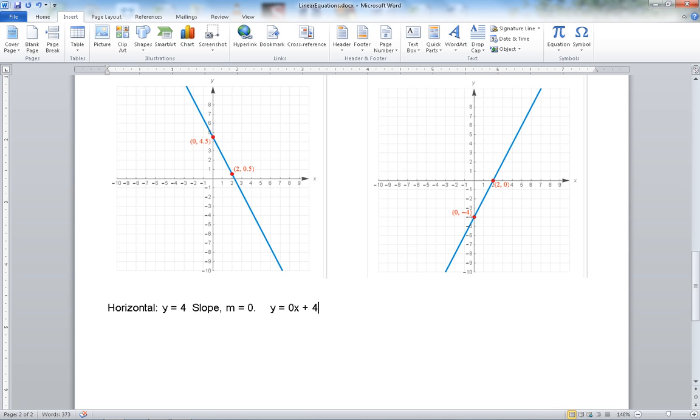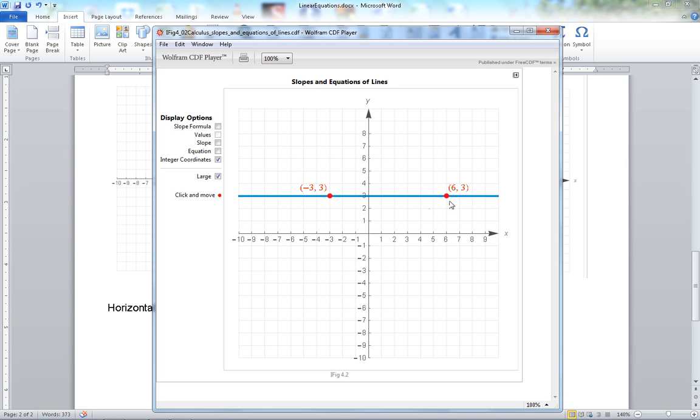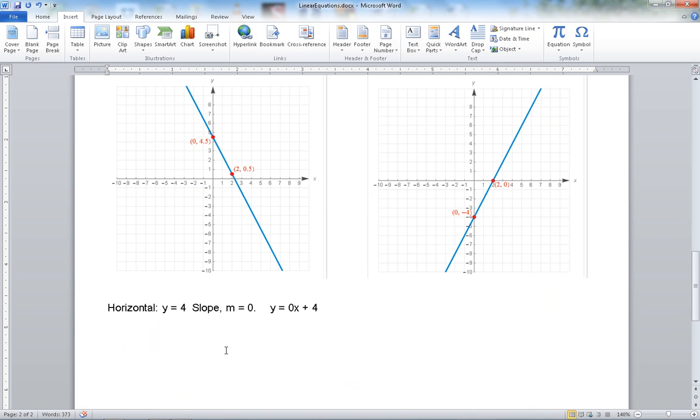And that would be what graph? Let's go back and make these 4. So this is the line that we're talking about in terms of that equation. And then, of course, 0 times x just simplifies.